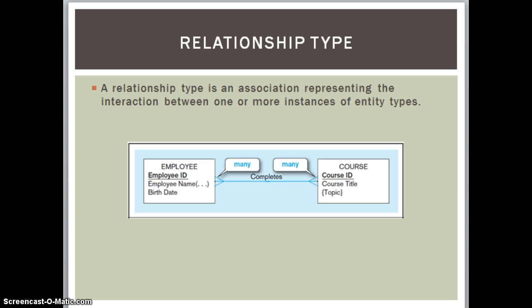A relationship type describes the interaction between one or more instances of entity types. A relationship is shown by a line that connects interacting entities. Here we see the interaction between the entity type employee and the entity type course, where the relationship is labeled complete, signifying training courses that employees may take.